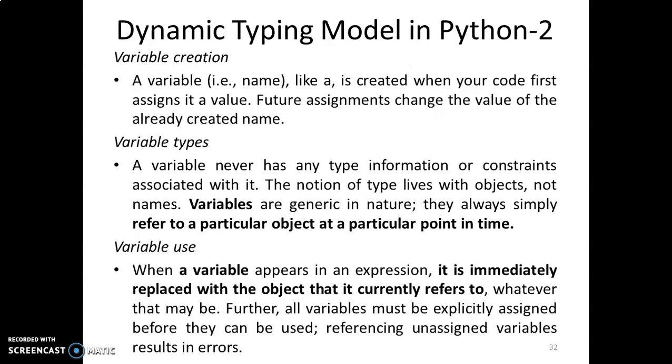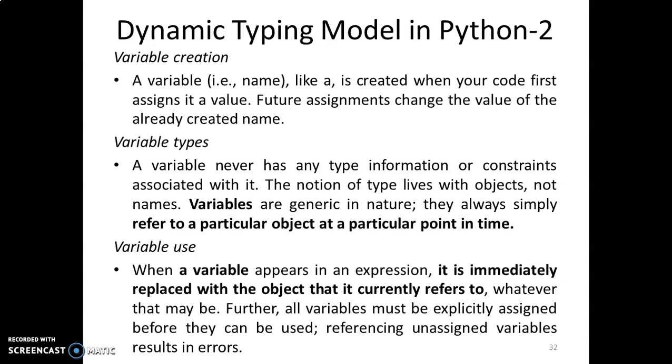Now, first we have variable creation. A name like a is created when your code first assigns it a value. So your variable is created when some value is assigned to it. Okay. And future assignments may change the value of the already created name. Now, variable type. A variable has never got any type information or any constraint associated with it. The type belongs to the objects which are assigned to variables. So remember the key: variables refer to a particular object at a particular point in time.